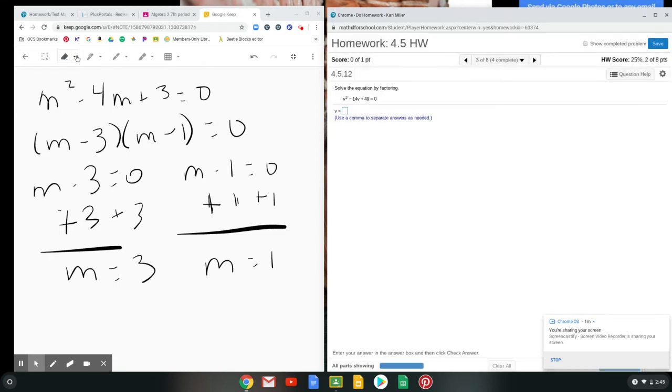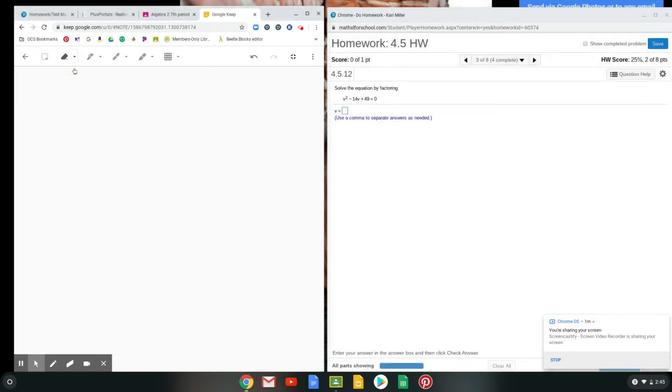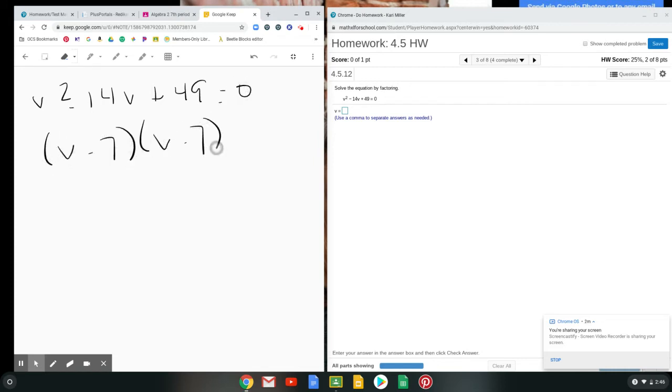All right, on this one, v squared minus 14v plus 49. So this will be v minus 7, v minus 7. Now, since both parentheses are exactly the same, just take one of them, set it equal to 0, and solve. So v equals 7. So that one you're going to have just one solution.